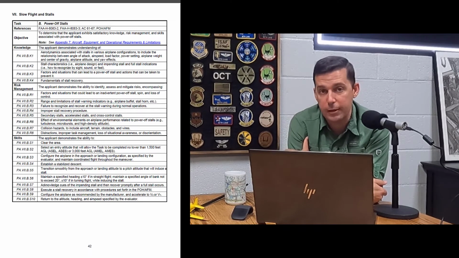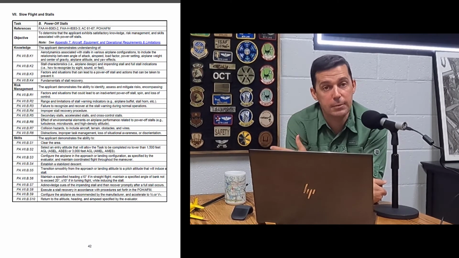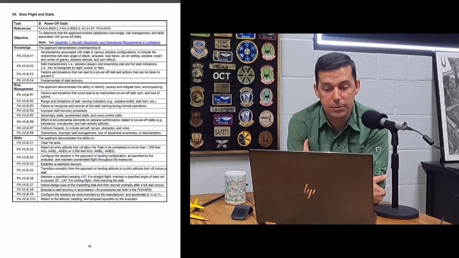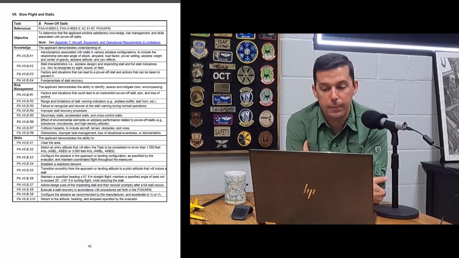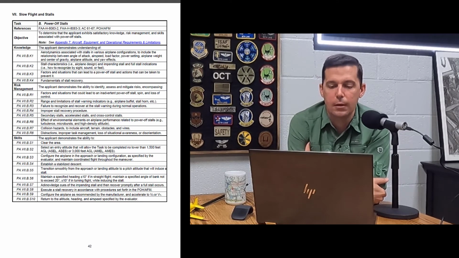So we're configured gear down, flaps approach speed, 500 foot a minute descent, and I'll say, okay, give me a nice 20 degree bank turn to the south. And while in that turn, I want you to reduce power to idle and hold the nose up and recover at the first indication of stall. So acknowledge the cues of impending stall and then promptly recover after a full stall occurs. After a full stall occurs, not just the indication.